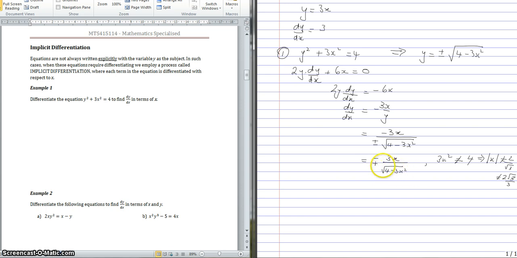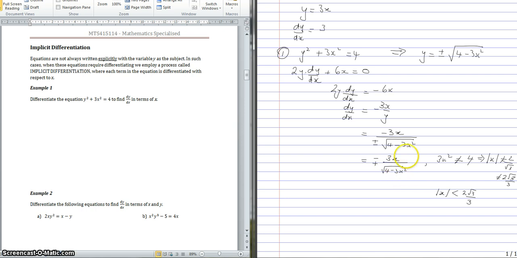So we don't want to be taking the square root of a negative number, because there's no real solution for that. So effectively, our condition is the absolute value of x must be less than 2 root 3 over 3. Okay, so that's just an important little consideration when you've got situations like this. You just need to look at what the restrictions are on our variable x.